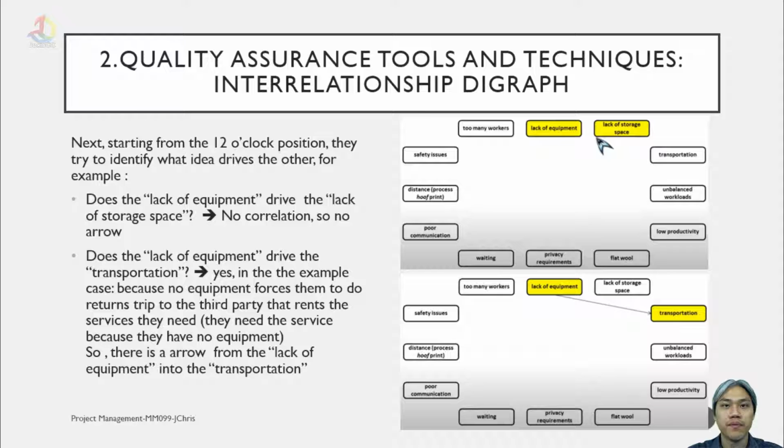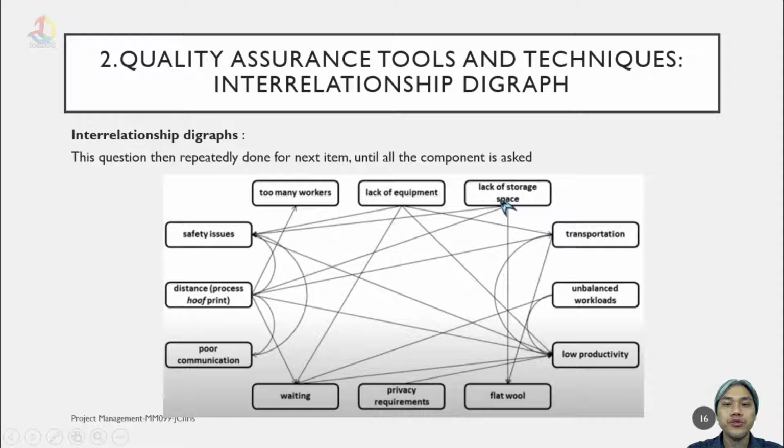It might or might not, but because it's specific to every project, in this example, yes, because having no equipment forced them to make a return trip to the third party that runs the service they need, and they need the service because they have no equipment. The service is the transportation. So there is an arrow from lack of equipment to transportation, which means lack of equipment drives the problem of transportation. We continue this for each component that we can draw these lines.